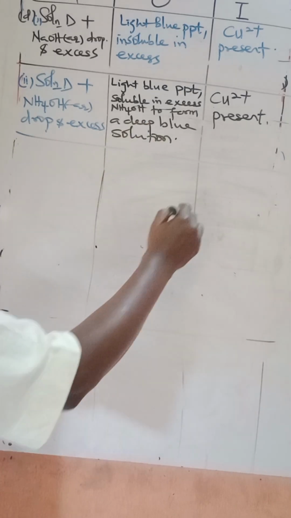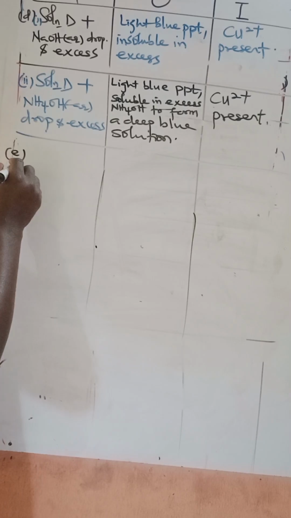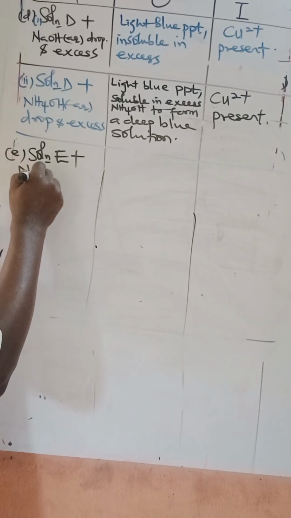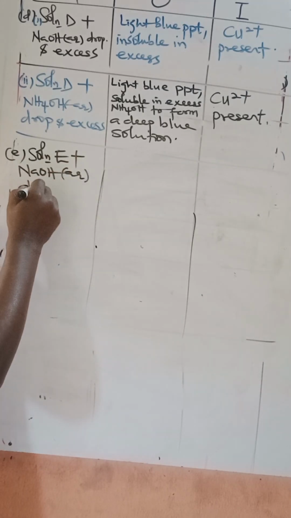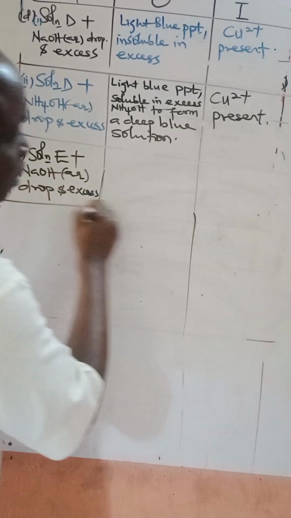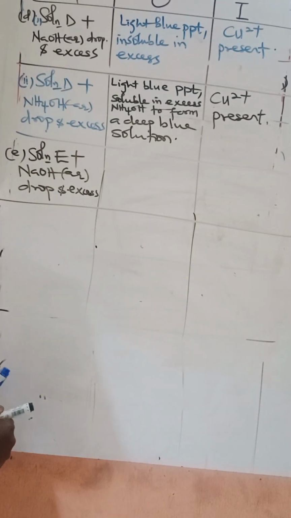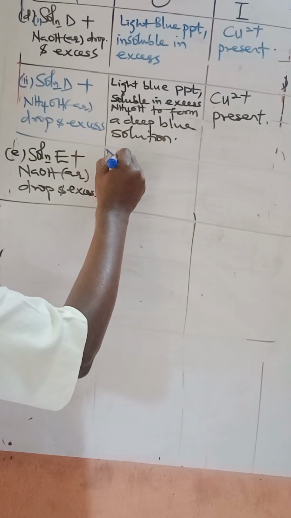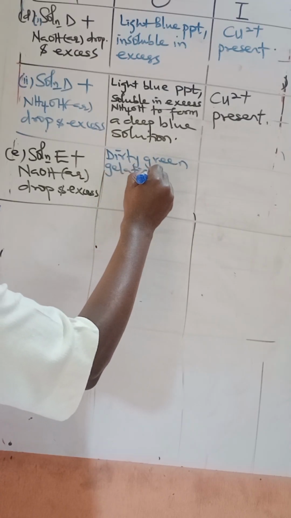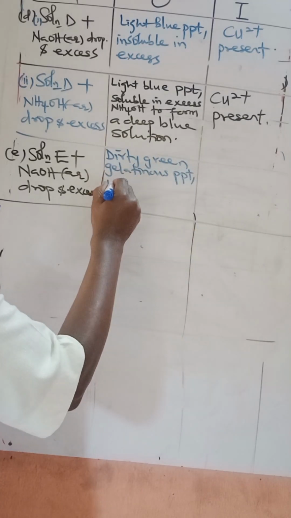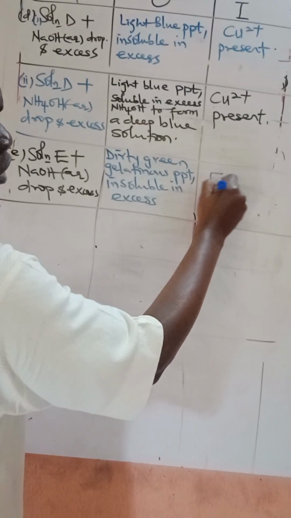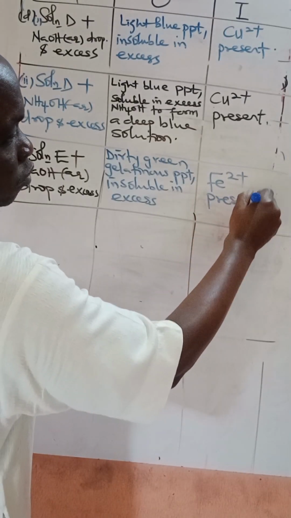I've done copper 2. Let's see E. We want to see solution E plus sodium hydroxide solution dropwise and in excess. If you have a dirty green gelatinous precipitate, insoluble in excess, that is the chemical test for iron 2 present. So the iron present is iron 2.